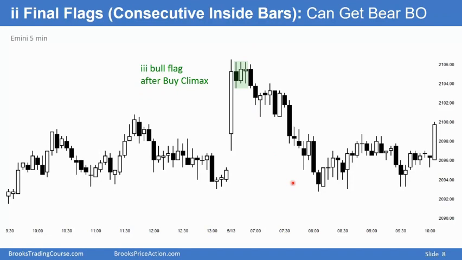We have an II bull flag after a buy climax. Every bull trend bar is a buy climax, and if it is a big bull bar occurring late in a bull trend, 20 or more bars into a bull trend, the odds of it leading to a reversal become greater than the odds of it leading to a successful bull trend.